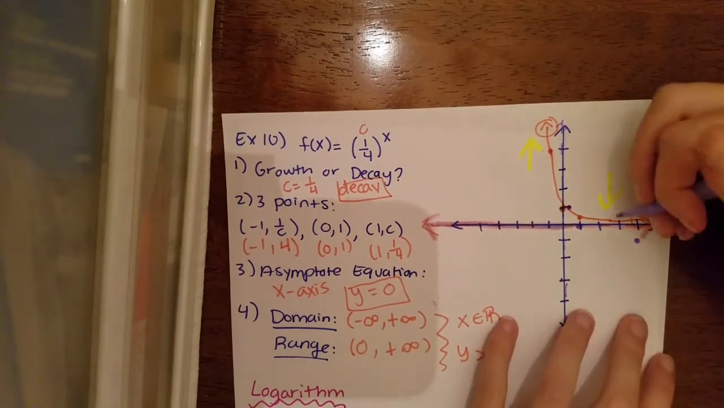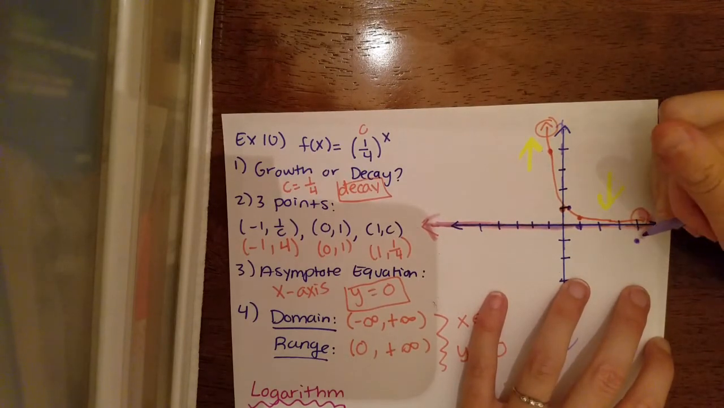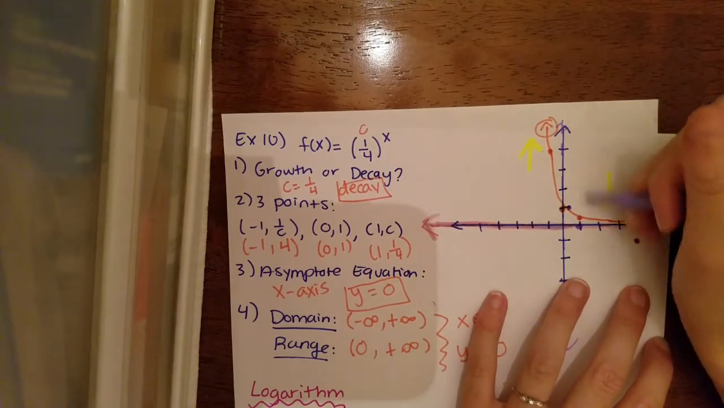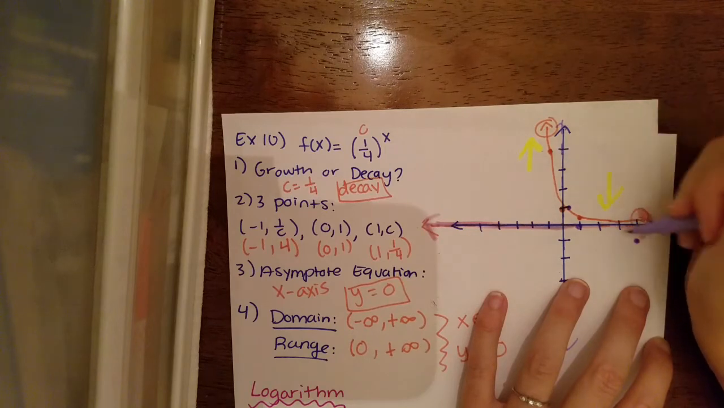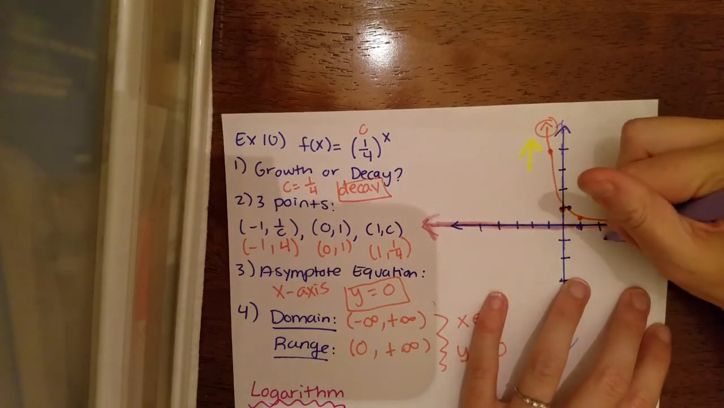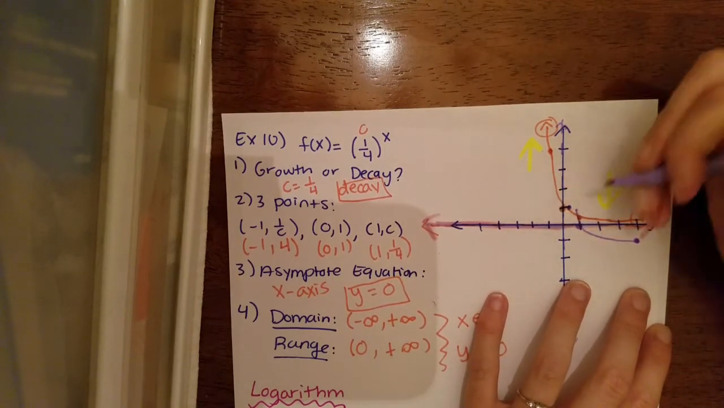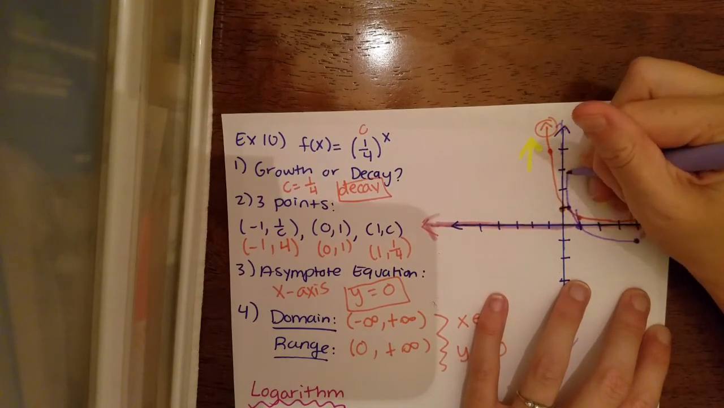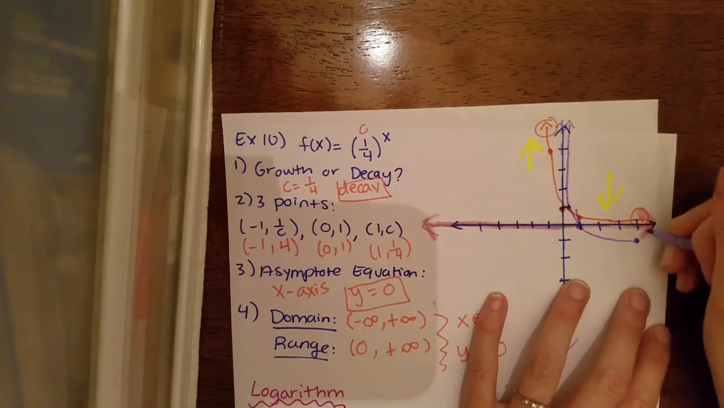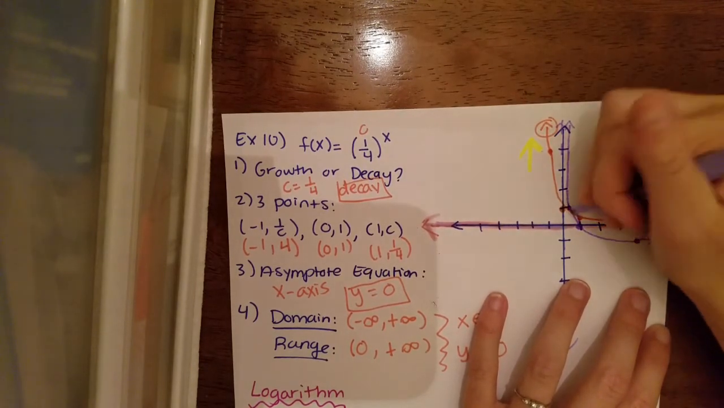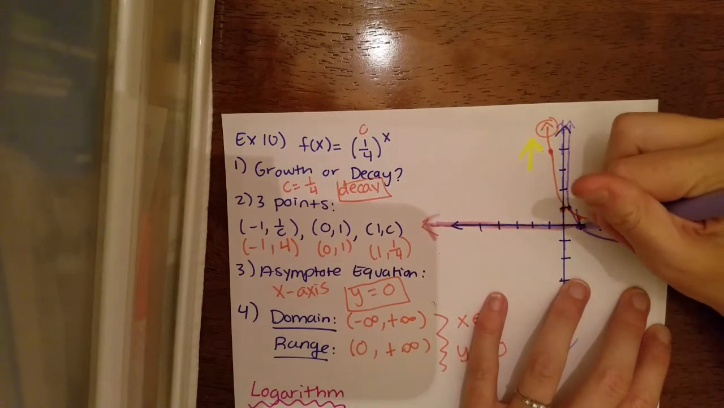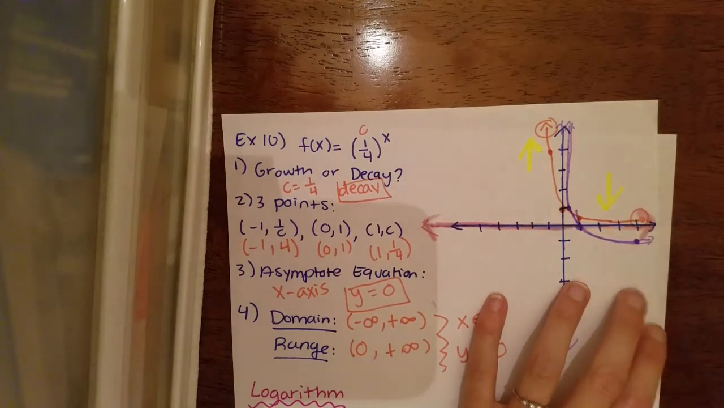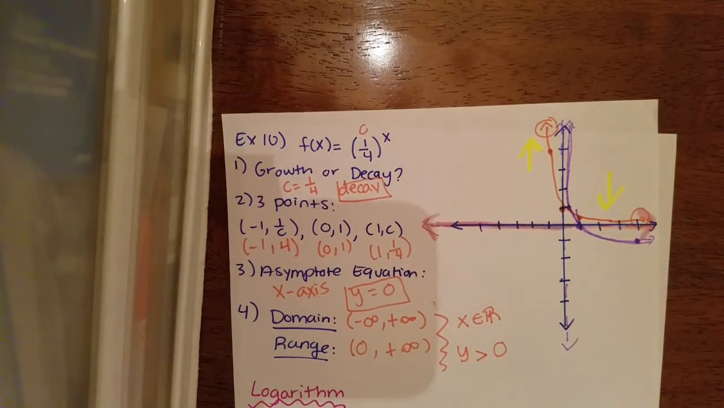So this graph's going to look kind of weird, but this is what it looks like. It's going to kind of look like an L. It's going to look a little bit lower than the exponential graph. Okay, and then it's going to get really close to the y-axis, but it will not touch. Alright, so this is kind of the shape of our graph right here. Alright guys, so that would be our logarithm graph.